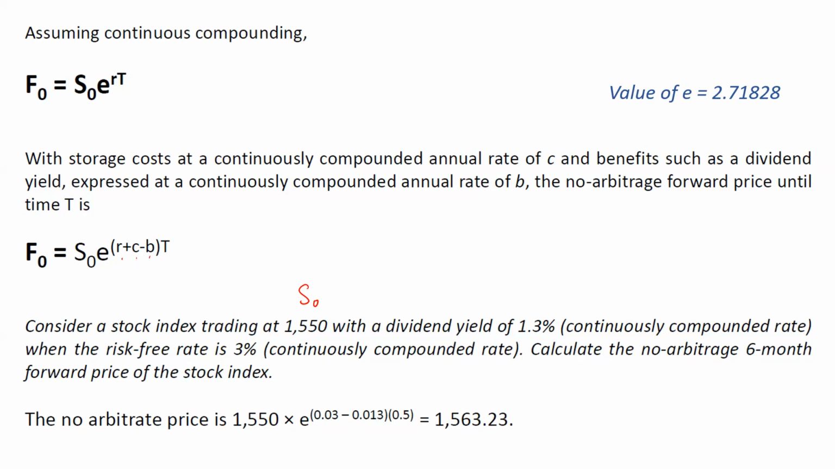So F0, or the forward price today, can be calculated as S0, which is 1550, multiplied by e raised to (3%, which is 0.03, minus 0.013, which is 1.3%). Close brackets, multiply by 0.5. We are calculating the 6-month forward price, so this is nothing but 6 divided by 12. And we get the forward price as 1563.23. So even this formula is relatively easier to use.